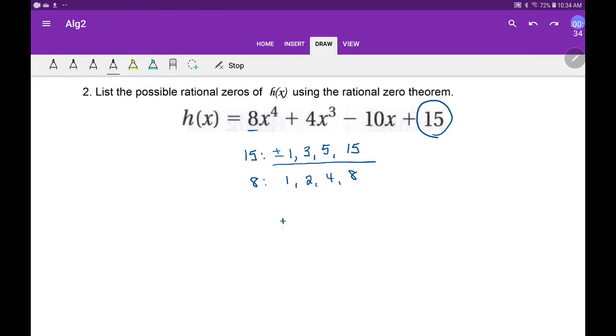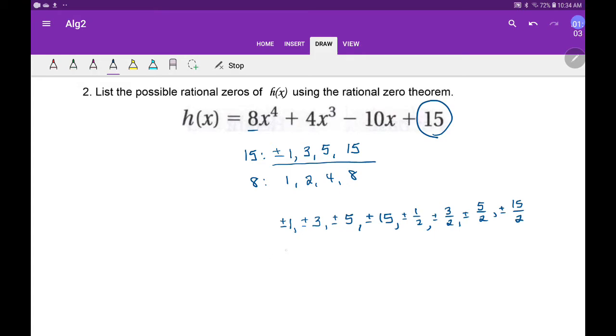So I can say plus or minus 1, plus or minus 3, plus or minus 5, plus or minus 15. Now I'll do 2 on the bottom. So I have plus or minus 1 half, plus or minus 3 over 2, plus or minus 5 over 2, and plus or minus 15 over 2.